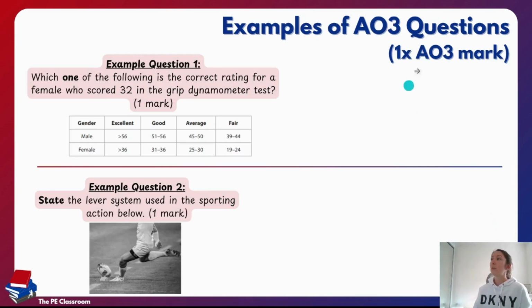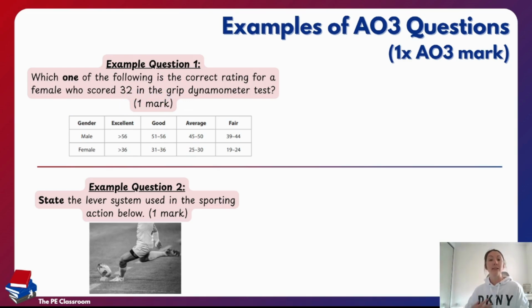Okay, so first of all we're going to look at singular AO3 marks. Generally these are just worth 1 mark. So again we have an example: which one of the following is the correct rating for a female who scored 32 in the grip dynamometer test? So you know that it is worth 1 mark.